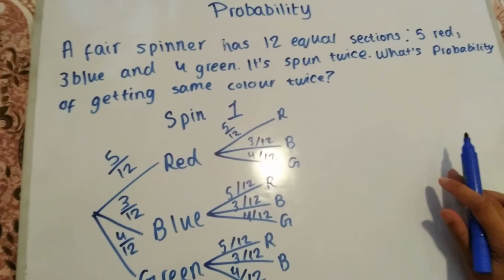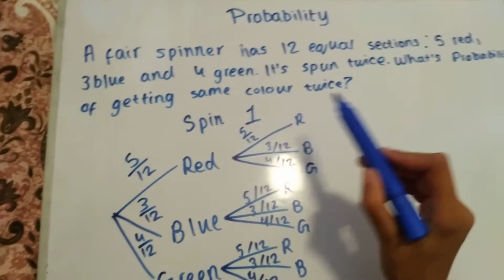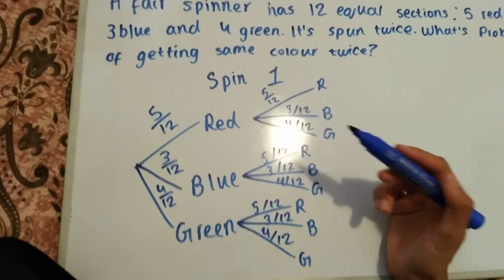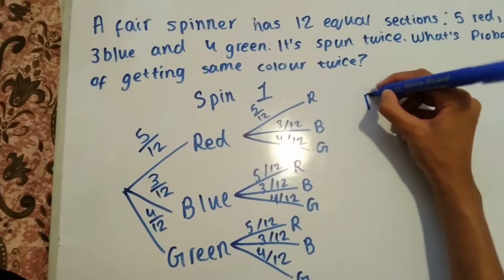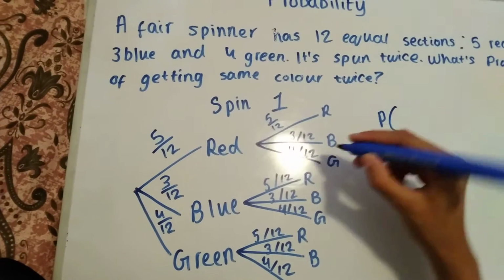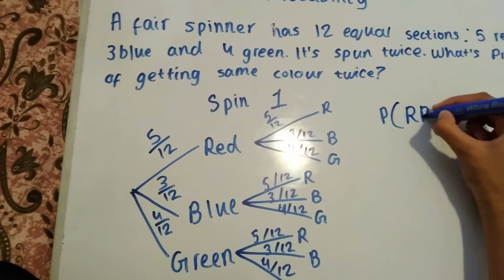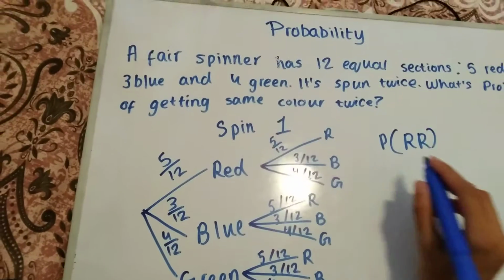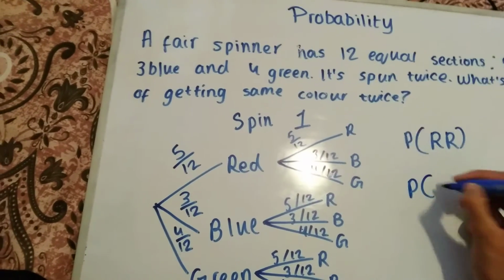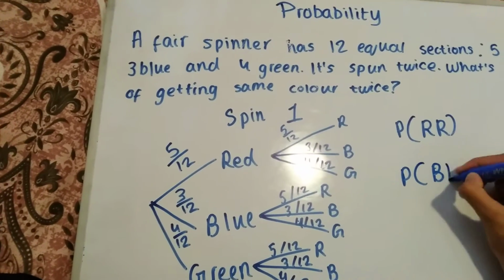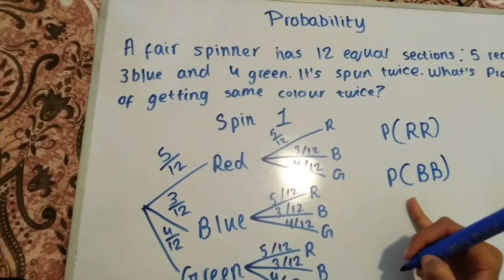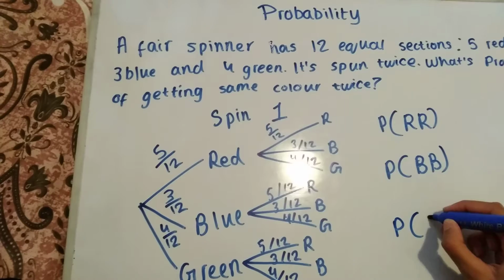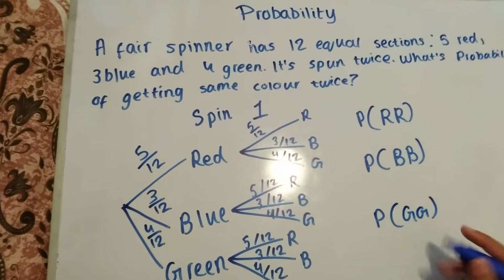However, the question is asking us, what's the probability of getting the same color twice? So, we know that there are 3 different colors. So, our first probability could be P(R, R), as in if we get red and red, that is one possibility of getting the same color. Another one could be P(B, B), as in probability of getting a blue and a blue. Next, we know our next one can be G, G, as in green, green.